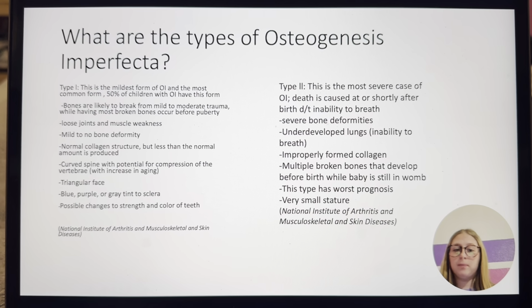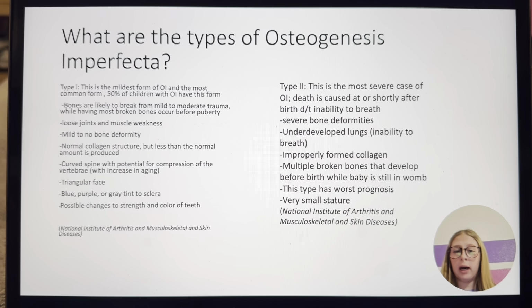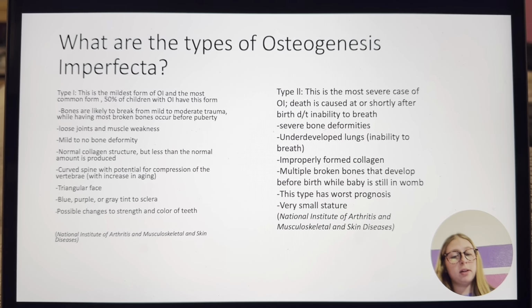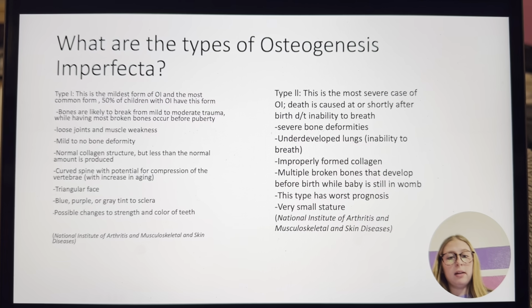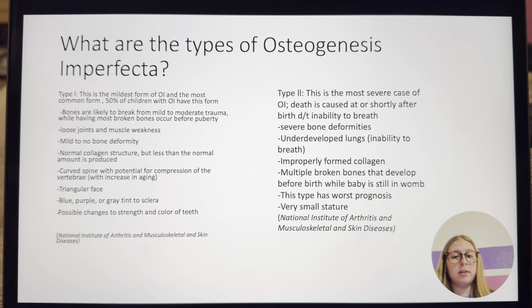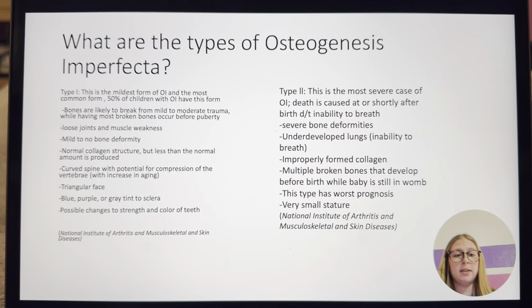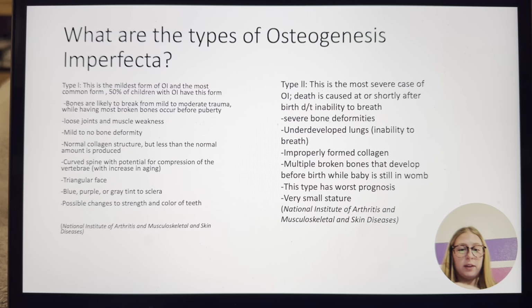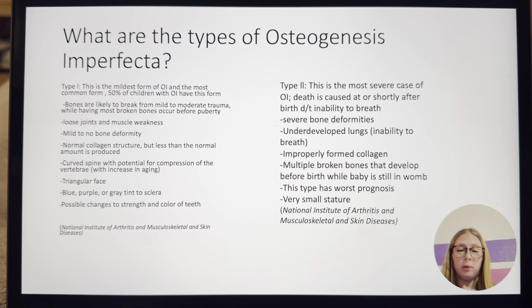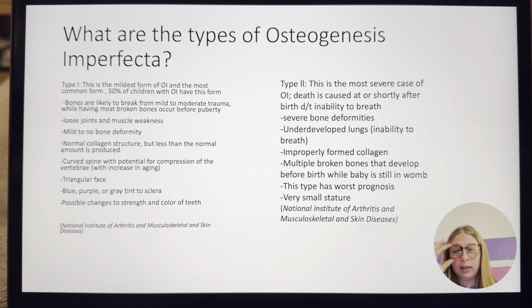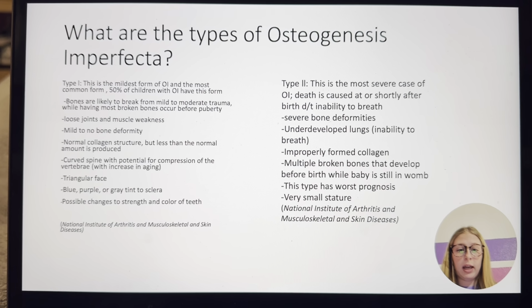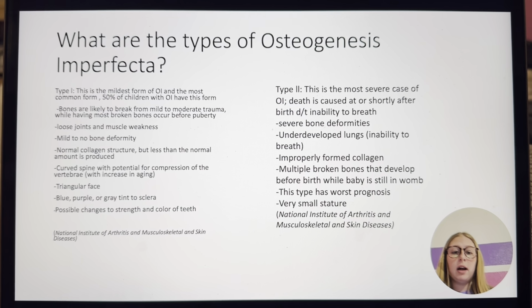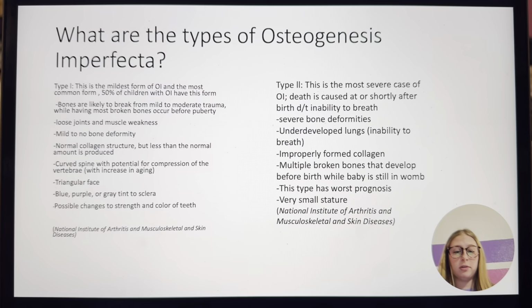And then type 2, this is the absolute most severe case of OI. Death is caused shortly at or after birth because they can't breathe. Also, going into that, they have underdeveloped lungs, severe bone deformities. So with type 1, it wouldn't be as severe. And then they have improperly formed collagen, so it's not just a decrease in the amount, it's actually formed improperly. And multiple broken bones develop before birth while the baby is still in the womb. And they have a very small stature.